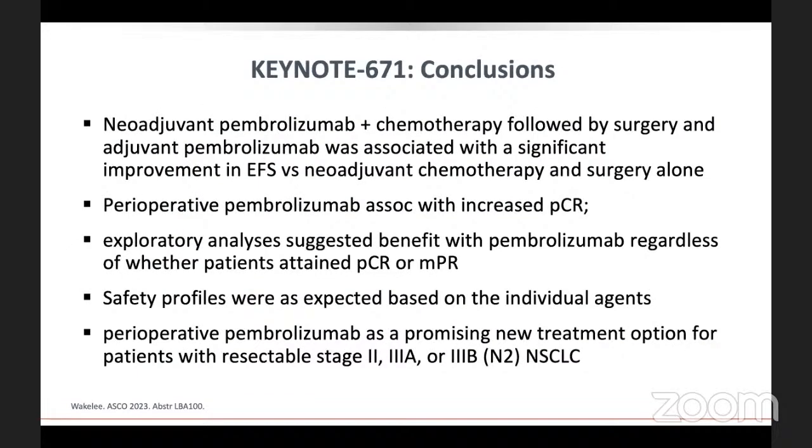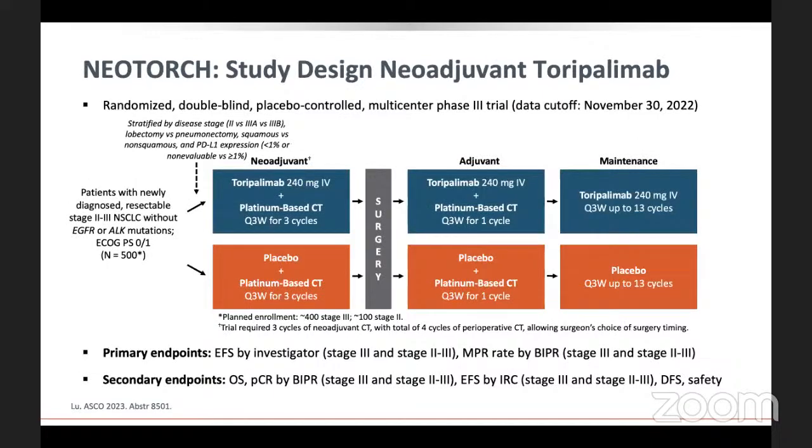So neoadjuvant pembrolizumab with chemotherapy followed by a perioperative strategy also improved the event-free survival, resulted in increase in the pathological complete response and major pathological response. This correlated with survival, and there was no significant increase in the adverse events. The safety profiles were acceptable, and this also became a standard of care.